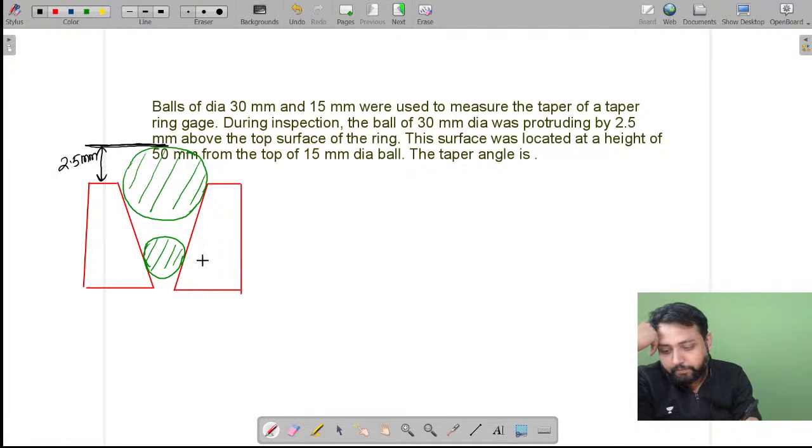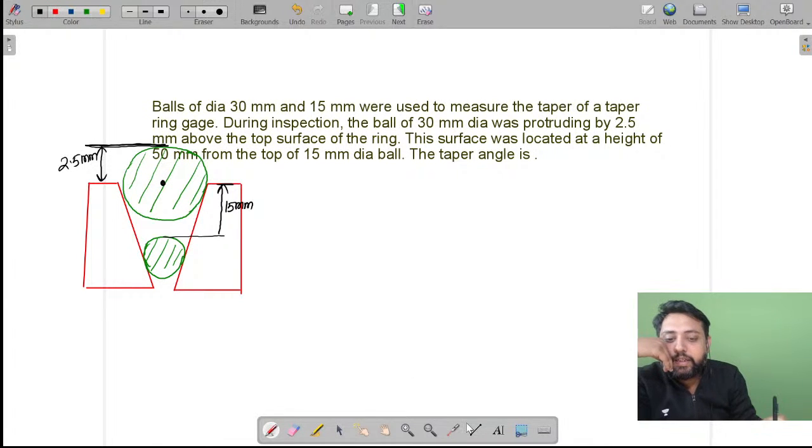And this surface, meaning this top surface, was located at a height of 50 mm from the top of the 15 mm dia ball, meaning this is 15 mm. Okay, and they are asking you to find the taper angle.